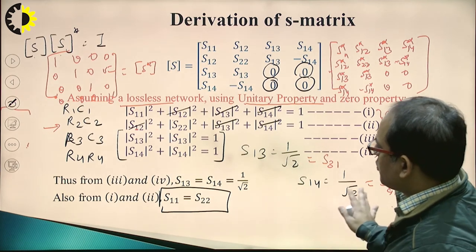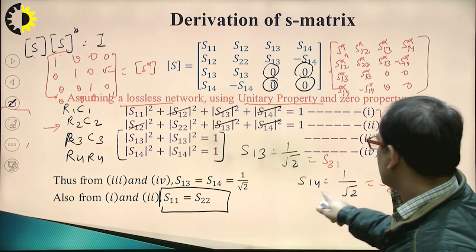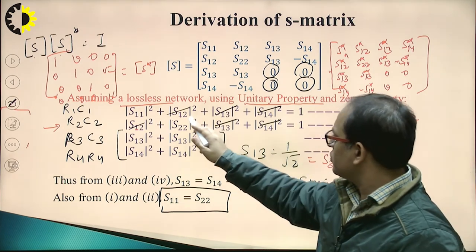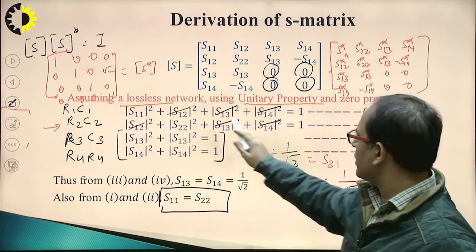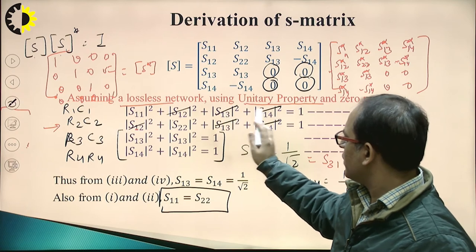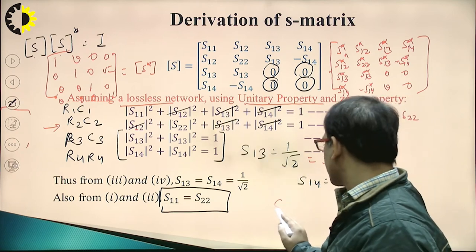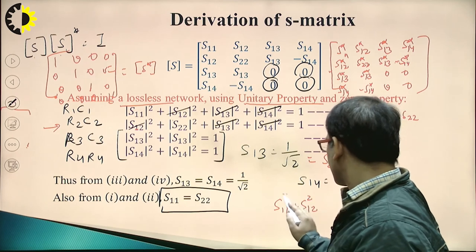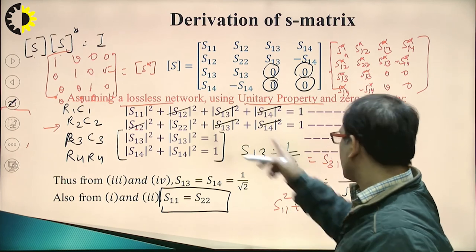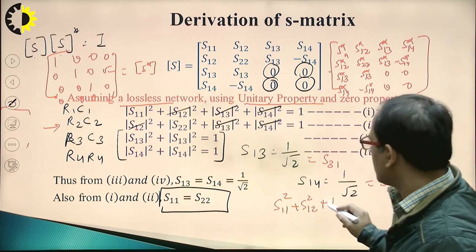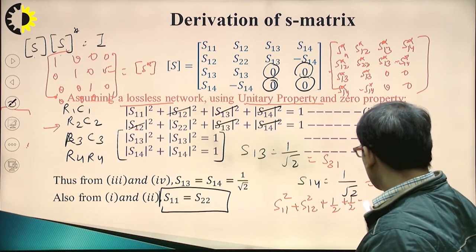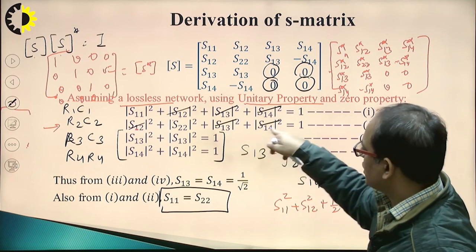Now just put the value of, let's say, S13. I have got the value of S13 and S14. Now put the value of S13 and S14 here. Put the value of S13 and S14 here. You will get S11 squared plus S12 squared plus (1 by root 2) squared, that is equal to 1 by 2 plus 1 by 2, equal to 1. And put the value of S13 and S14 here.